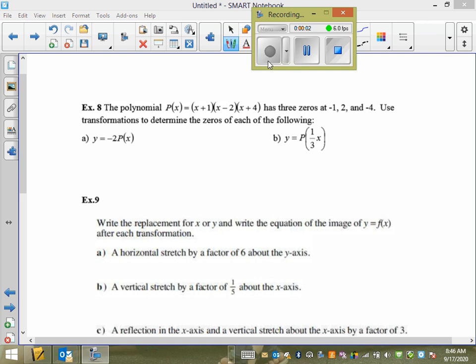So with example 8, the polynomial p of x equals (x plus 1)(x minus 2)(x plus 4) has 3 zeros at negative 1, 2, and negative 4, because those are all the factors, right? And the factors you could set equal to 0 and you get the x-intercepts, or the roots, or the zeros. So negative 1, 2, and negative 4, which means if they're x-intercepts, what coordinate are they? When you hear x-intercept, you should immediately think y equals 0.